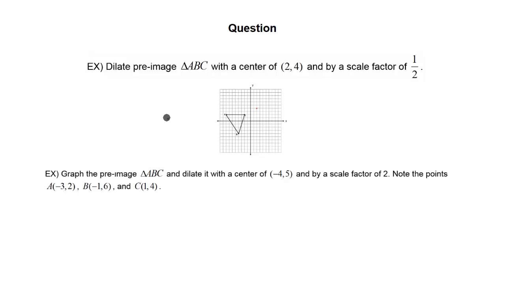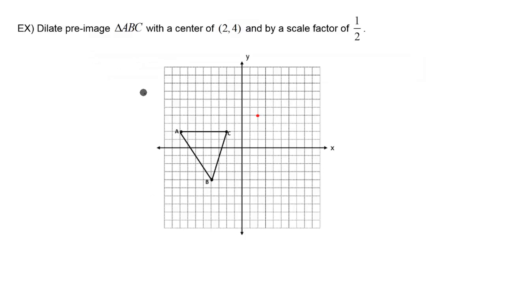These two questions are dealing with dilations, but they're unique because they're being dilated from two different centers. This center is 2 comma 4 and this center is negative 4 comma 5. So that's going to switch things up a little bit. So in this first example we have triangle ABC already graphed, which is nice, and the center's even called out.